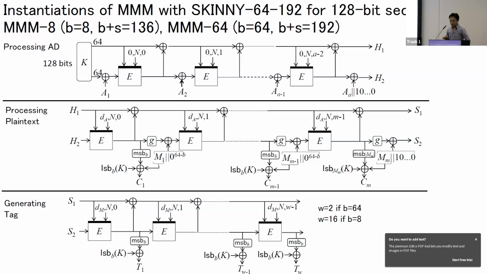So we consider two instantiations, M8 and M64. And as the underlying tweakable block cipher we use Skinny-64-192, and the security level is 120-bit security. And the difference between these schemes is the block size B: 8-bit for M8 and 64-bit for M64.